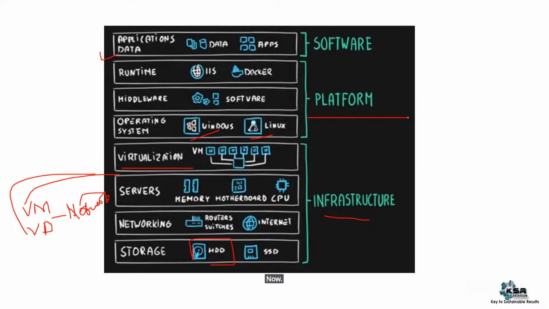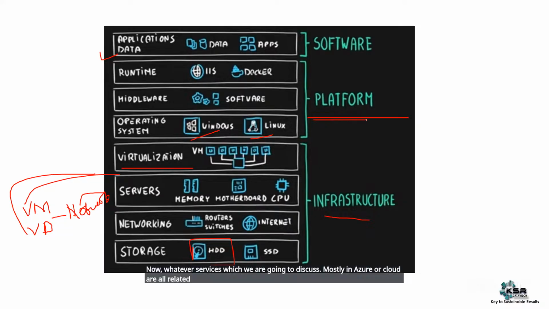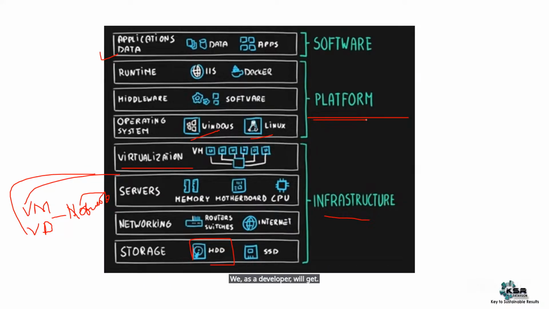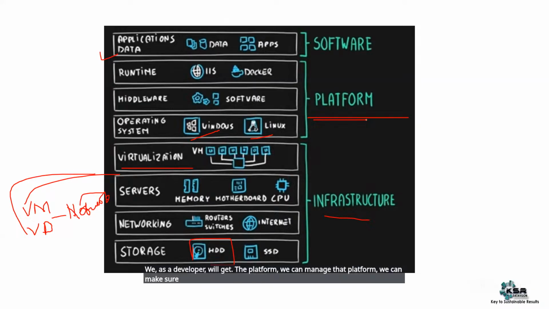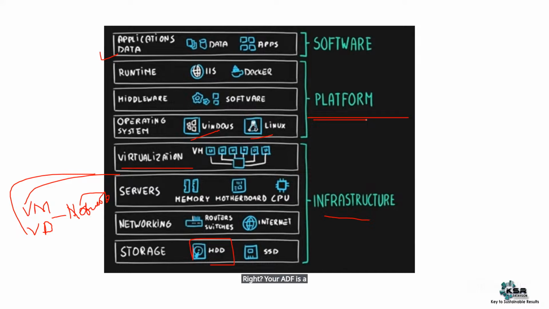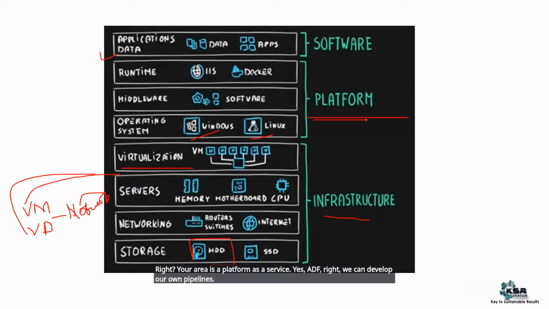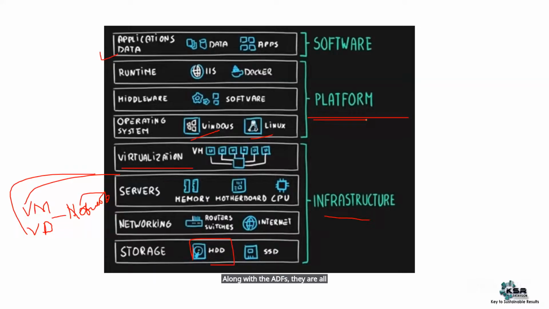Now, whatever services we are going to discuss, mostly in Azure or cloud, are all related to platform as a service, because we as developers will get a platform, we can manage that platform, we can make any required changes, and we can work on the finished product. Your ADF is a platform as a service. We can develop our own pipelines. Along with ADF, there are all dependent services. Every service is a platform as a service.